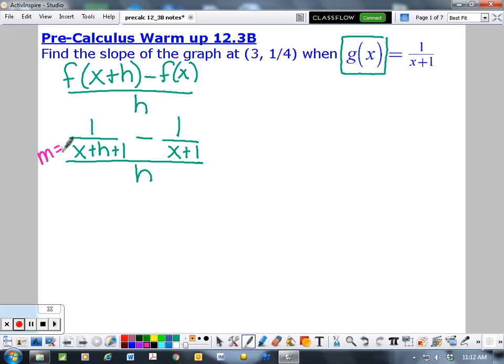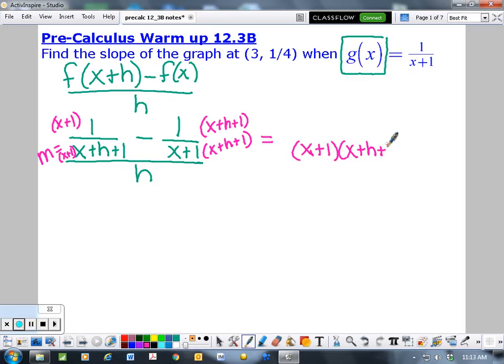We've been doing this for several days now, but it's always good to re-see that and work through it. Because our values are both fractions, we're going to combine them into one fraction. That means I'm going to have to multiply this by x plus h plus 1 on top and bottom, and multiply this by x plus 1 on top and bottom. That allows me to have a common denominator on the bottom, which will be x plus 1 times x plus h plus 1. Then we can combine everything on top.